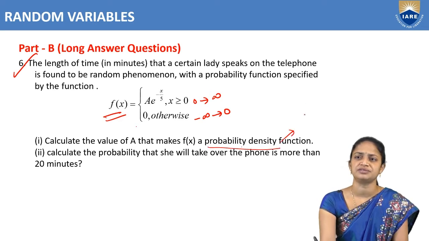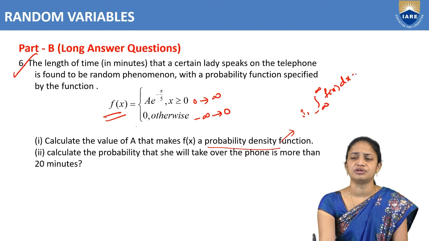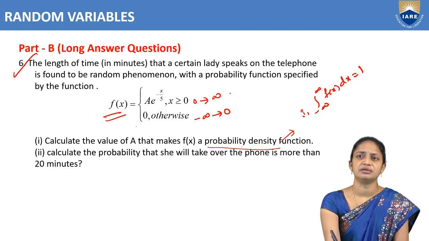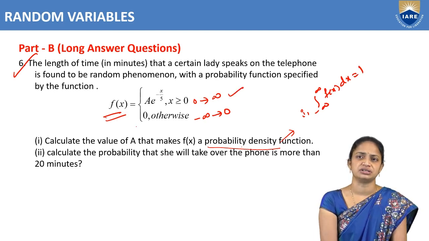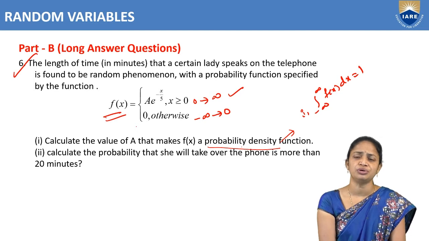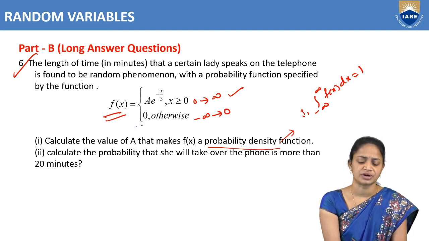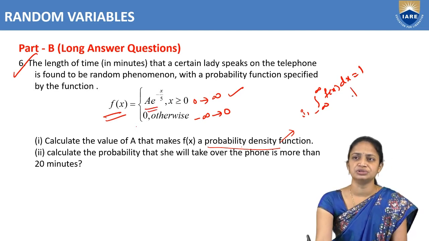For a probability density function, we need to use the integral from minus infinity to infinity of f of x dx equal to 1. Okay, so split the limits according to our function: minus infinity to 0 plus 0 to infinity. From 0 to infinity the function exists. So by using this formula we can find the a value.